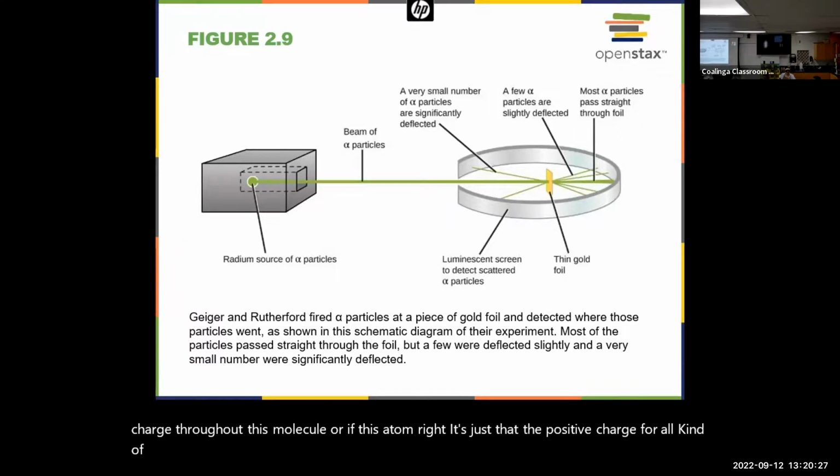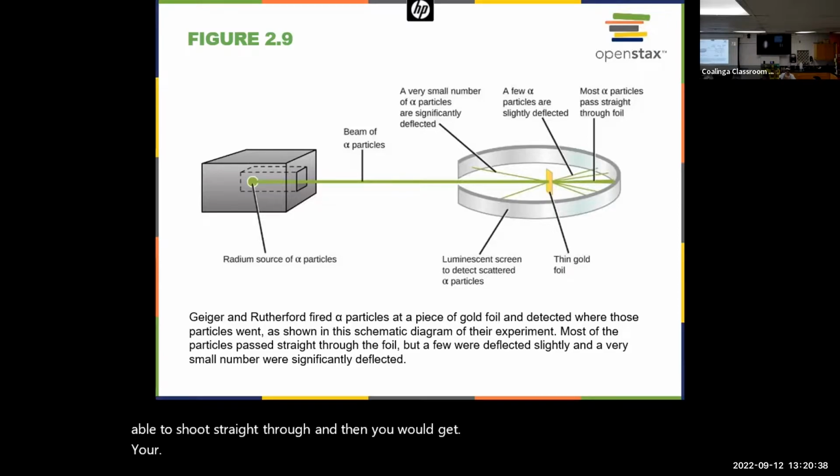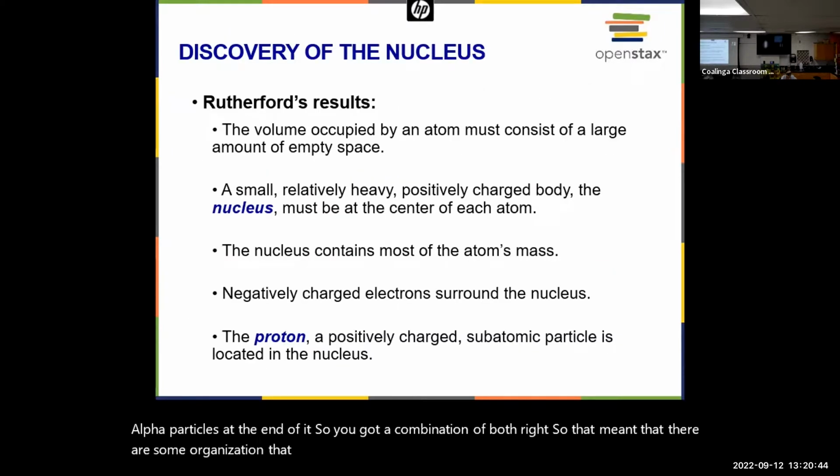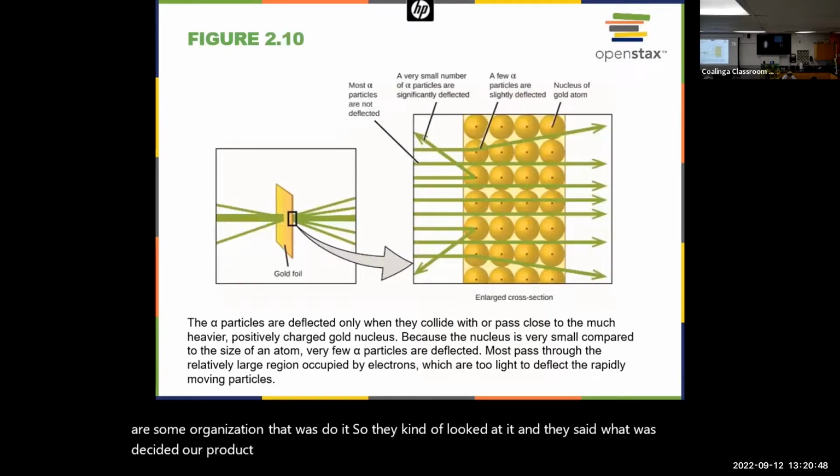Central isotope. Okay, and if it was negative, it was able to shoot straight through, and then you would get your alpha particles at the end of it. So you got a combination of both, right? That meant there was some organization to it. So they looked at it and said, well, let's design our hypothesis based upon this data, right?